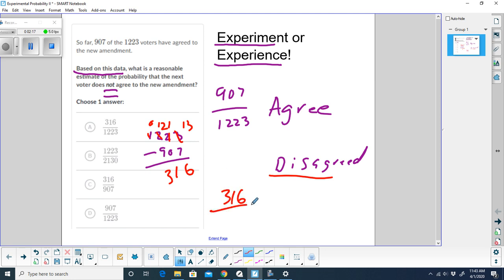So 316 out of the 1,223 disagreed, right? So that's the probability that the next person will not agree. They'll disagree. So it's 316 out of 1,223. Hope that helps.